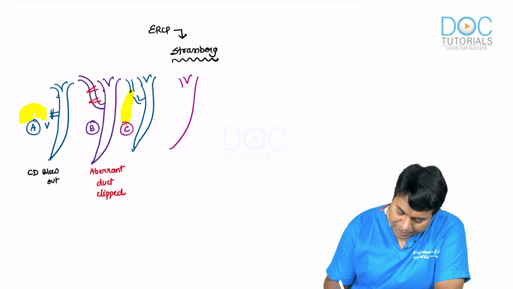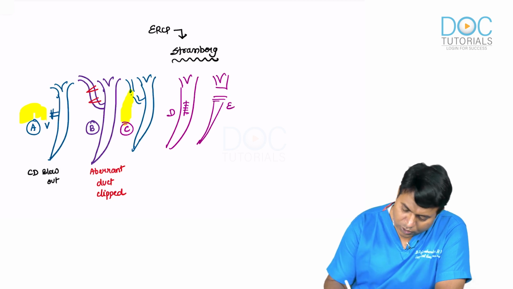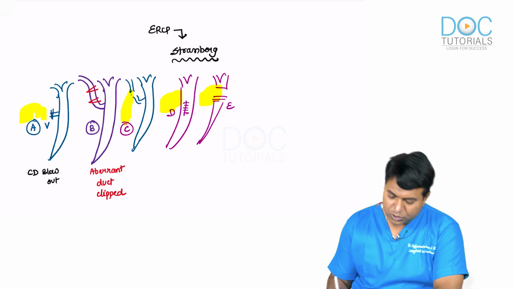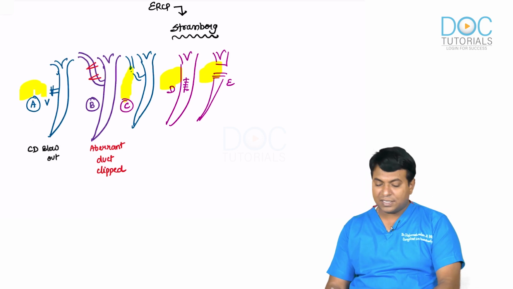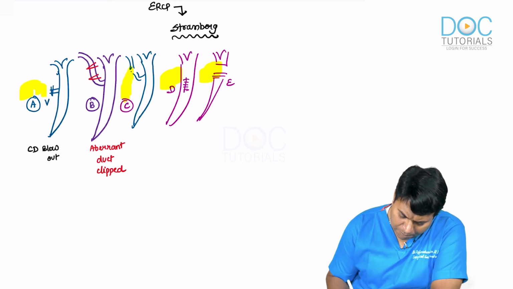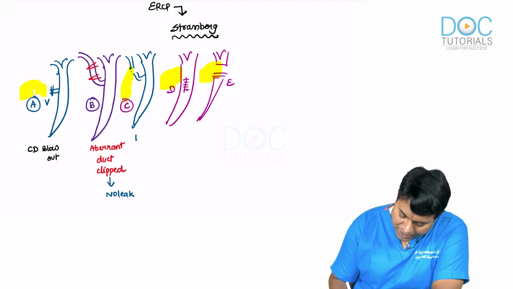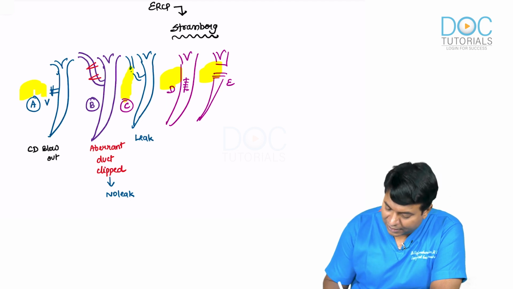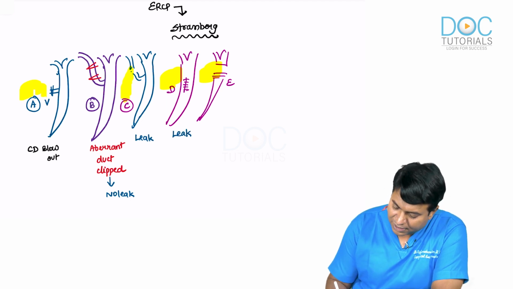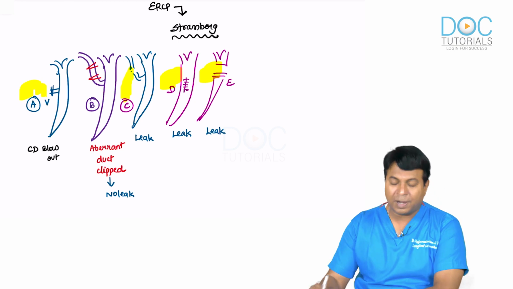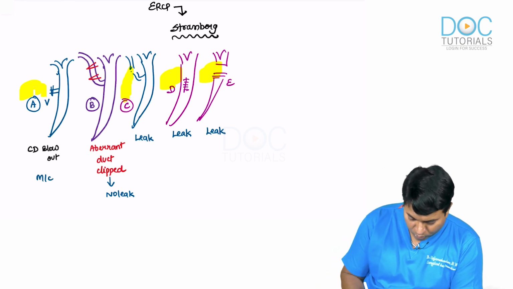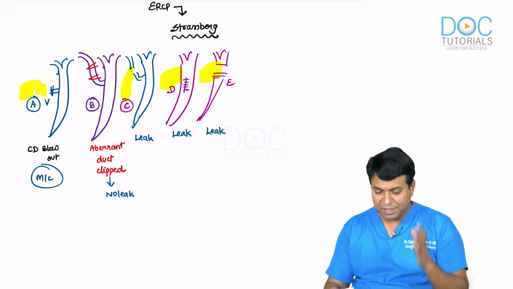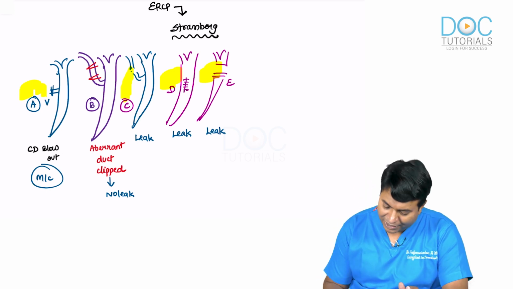In D, there is a lateral injury. This duct is injured laterally. In E, the duct is injured circumferentially. So in both these cases, there is bile leak. In which Strasberg type is there no bile leak? In type B, aberrant duct clipped, no leak. C, there is a leak due to aberrant duct cut. D, lateral injury, there is a leak. E, circumferential injury, there is a leak. The most common among all of these is cystic duct blowout. So please remember, ERCP is the gold standard to diagnose bile duct leaks.